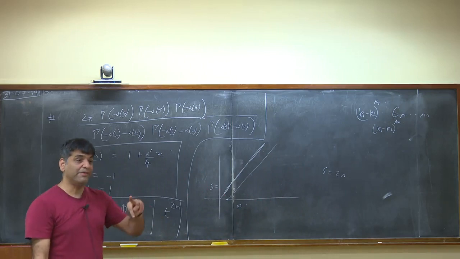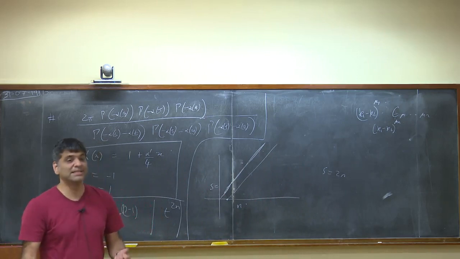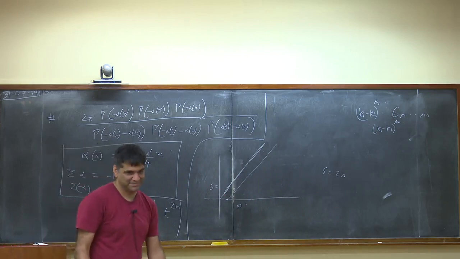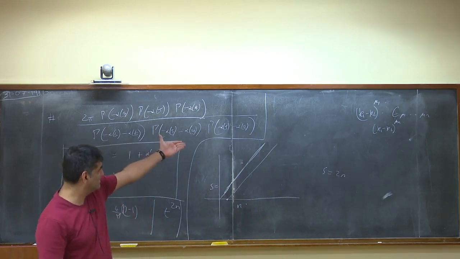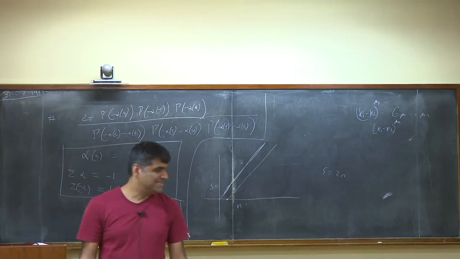Now, the other two, the two scalar particles were identical. So we should get the same answer if we replace K1 by K2. But clearly with this answer, you get minus of the same answer, unless n is even.